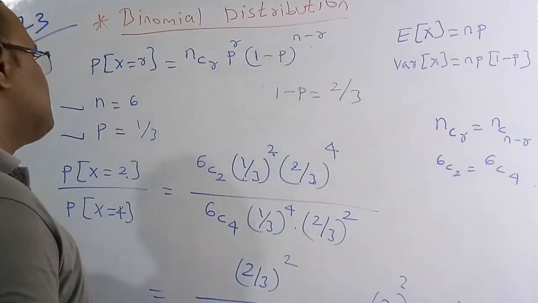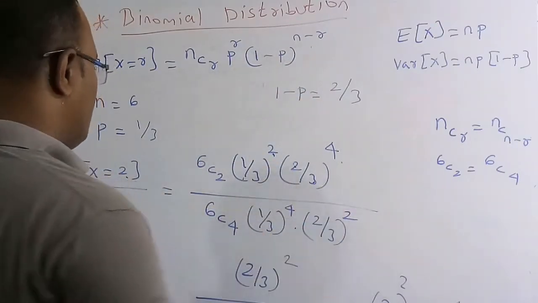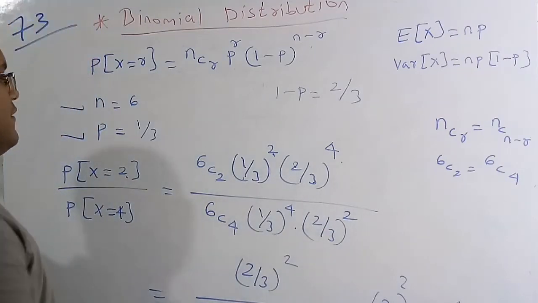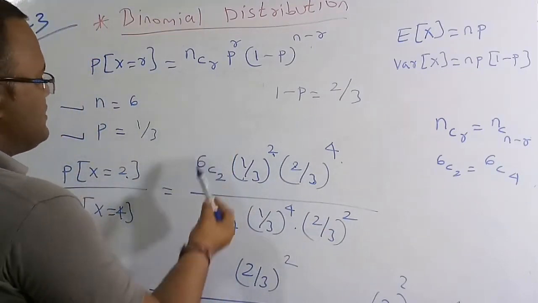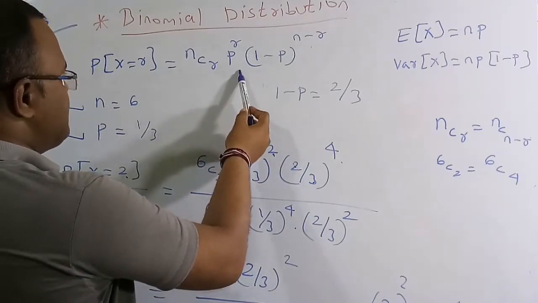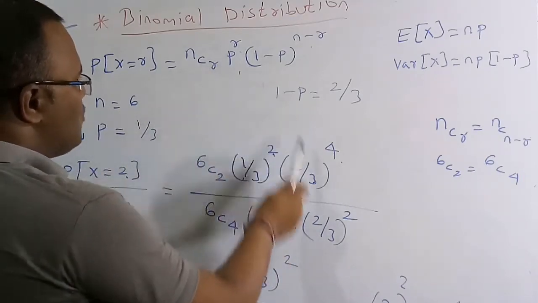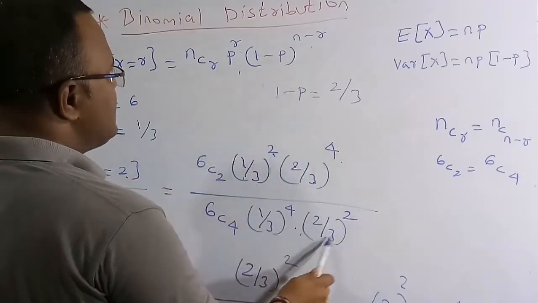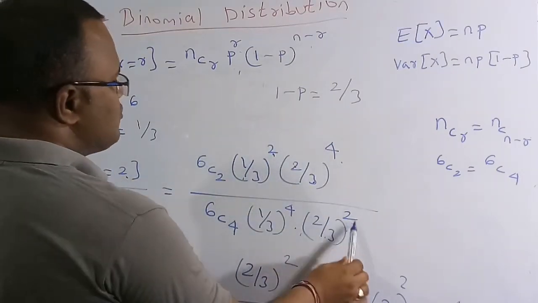N minus r means nothing but 6 minus 2, which is equal to 4. Similarly for x is equal to 4, we substitute r is equal to 4 in this expression. So n is equal to 6C4, p is nothing but (1/3)^4 times (2/3) times 1^(6-4), which is equal to 2.